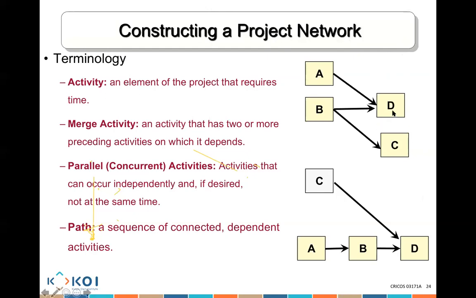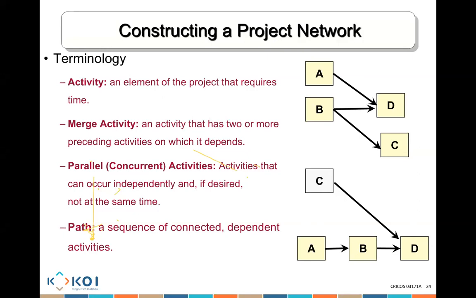Now, so merge activity, an activity that has two or more preceding activities on which it depends. So D depends on both A and B at the same time. D depends on A and C at the same time. Parallel activities are activities that can occur independently if desired, but not at the same time.